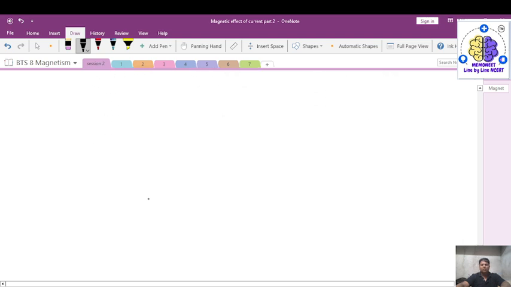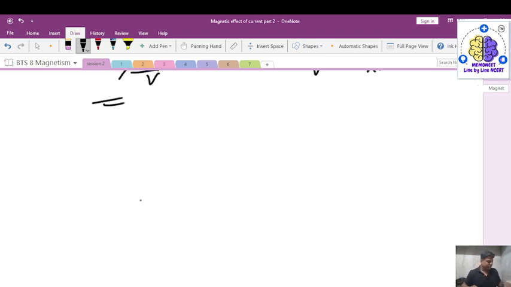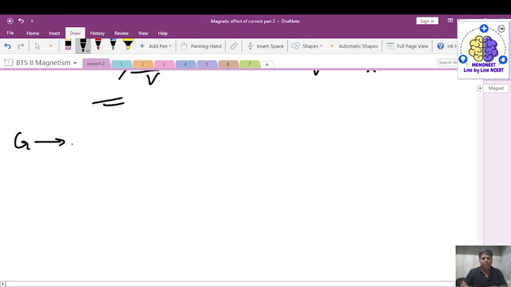So this was how the moving coil galvanometer is made, how it works, and how the current sensitivity and the voltage sensitivity of a moving coil galvanometer can be calculated. Now the next thing we are going to study is how a moving coil galvanometer can be converted into an ammeter or a voltmeter. So first we will see how the galvanometer will be converted into an ammeter, right?